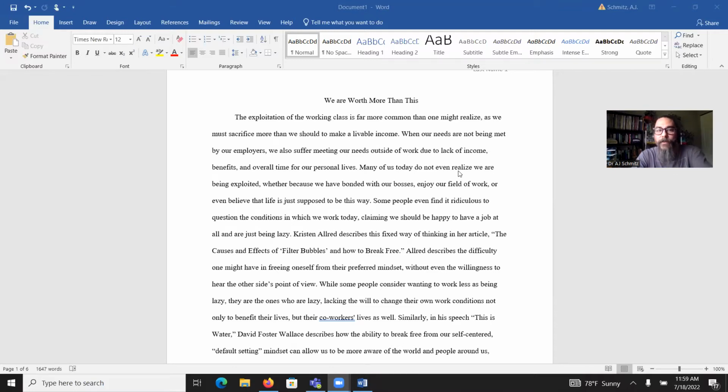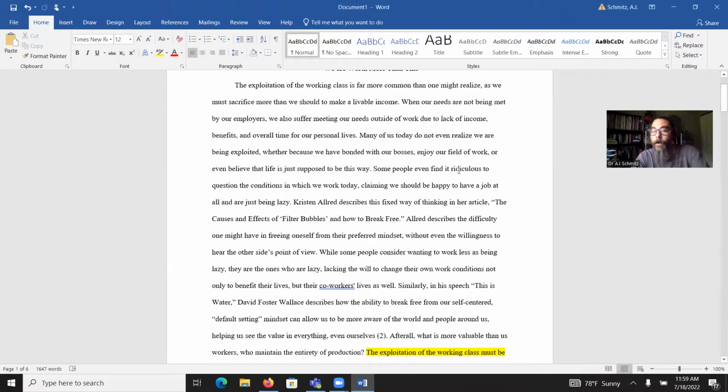But I'm going to read through this just a little bit, and I'm going to illustrate where things that you need to do are there. The exploitation of the working class is far more common than one might realize, as we must sacrifice more than we should to make a livable income. Nice compound sentence. It's not machine gun sentences. It has a whole idea, and it lets itself breathe musically.